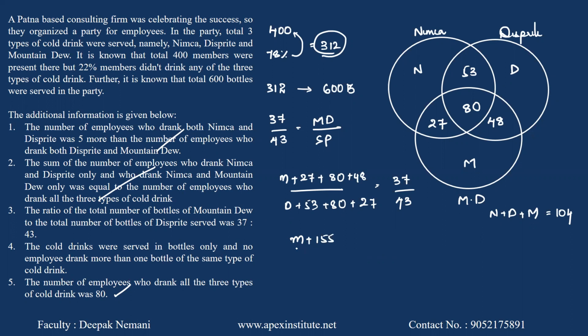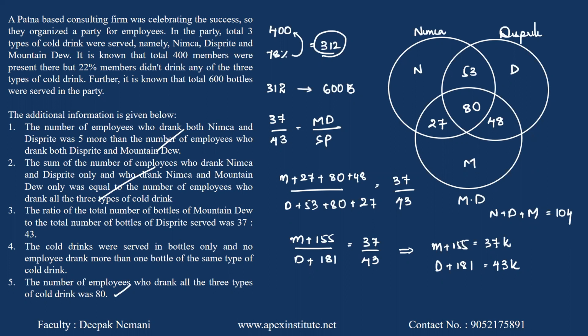So m plus 155 by d plus 181 should be equal to 37 by 43. Now I can say that m plus 155 should be a multiple of 37, in the form 37k, and d plus 181 should be equal to 43k. Now here we cannot find the definite values of m and d. Yes, but we can find the definite value of k, isn't it?